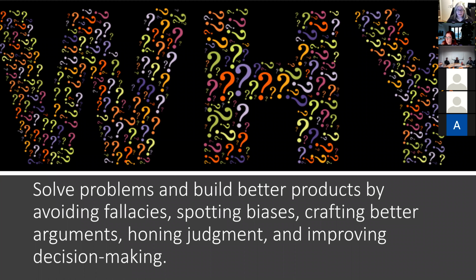So what it is, is applied thinking and problem solving, and really an elimination of biases. So this is the why we should critically think. It's also kind of what it is as well, right? We could solve problems with thinking and cognition, and we could build better products. We do so by avoiding fallacies, spotting biases, and crafting better arguments.